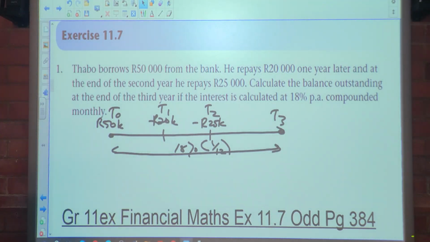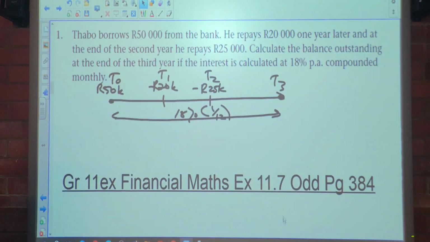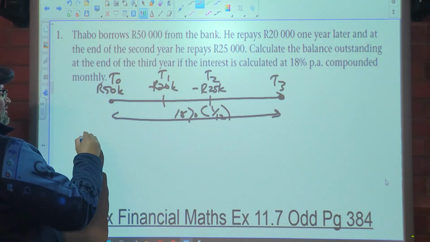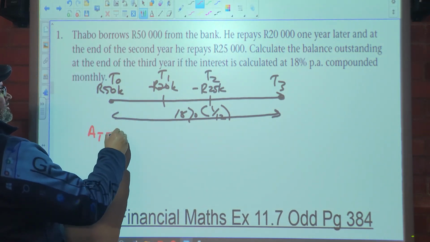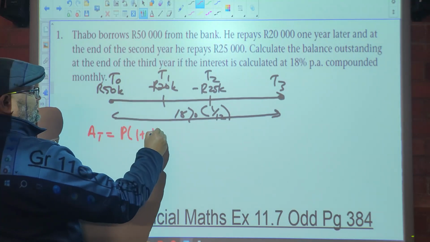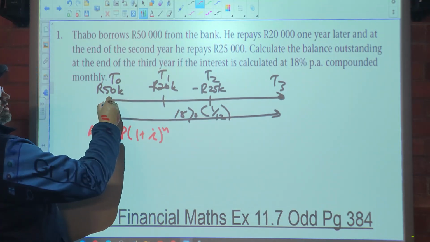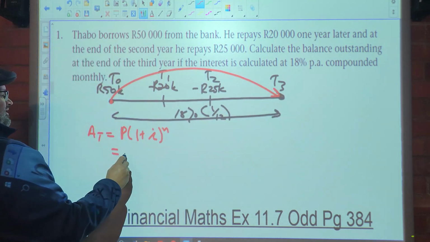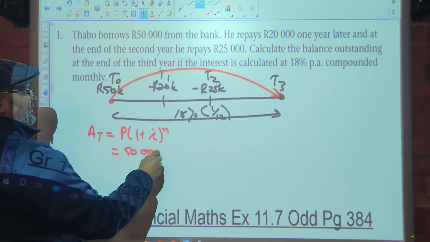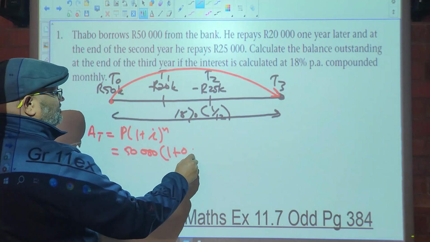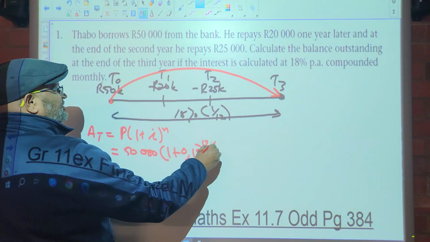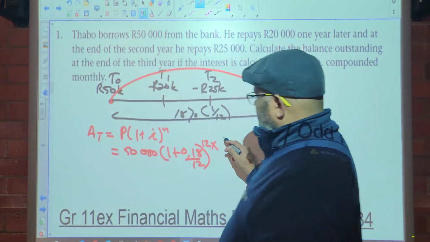Okay, so this seems to be a fairly straightforward calculation. So your A total is going to be P into 1 plus i to the exponent n. Can I take that all the way? Yes, there's no change in interest rate. There's going to be 50,000 rand into 1 plus 0.18 over 12 to the exponent 12 times. How many years is this going to be for? 3 years.